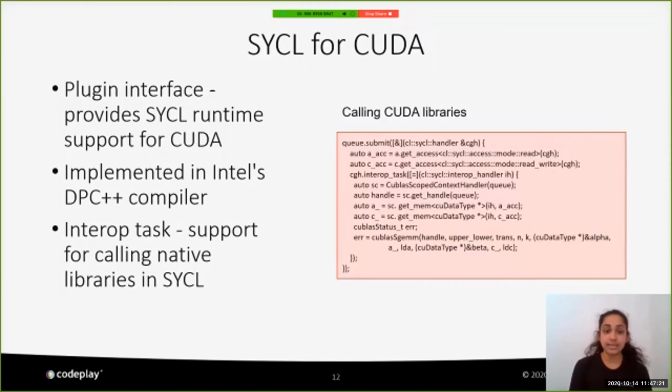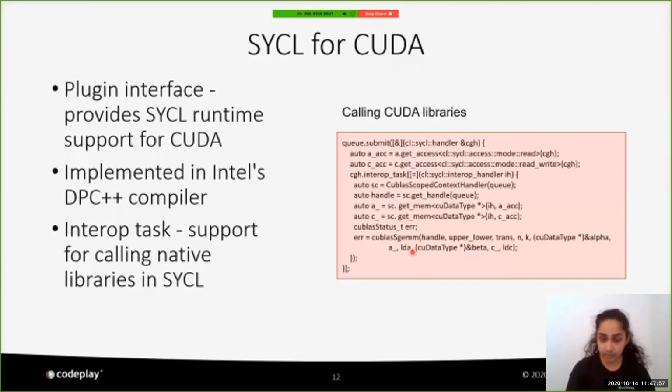SYCL also supports interop task, and the interop task enables support for calling native libraries in SYCL. What we mean by this is that any of the native libraries for a particular processor, which have already been tuned or provided for that processor, can be directly called from a SYCL program. One example of this is shown in this box, where inside a SYCL program we are calling the cuBLAS library function cublasSgemm, which does matrix multiplication.